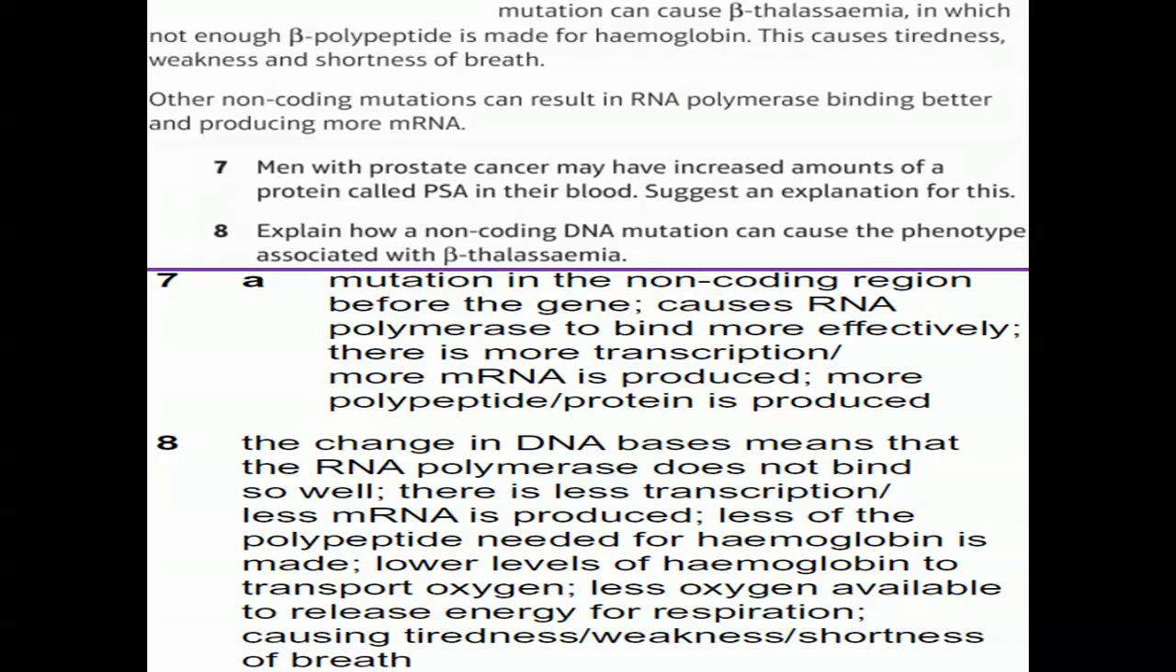However, if the mutation happens in the non-coding region before the gene, it doesn't necessarily make the binding of RNA polymerase more effective. It could also mean that the RNA polymerase doesn't bind as well. And if it does that, there'll be less transcription, less mRNA produced, and therefore less polypeptide or protein produced, as in the example for question 8.